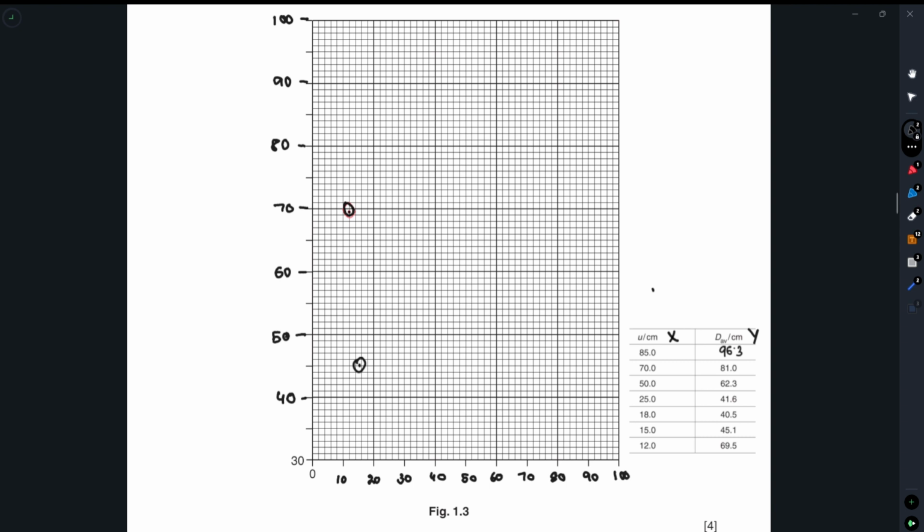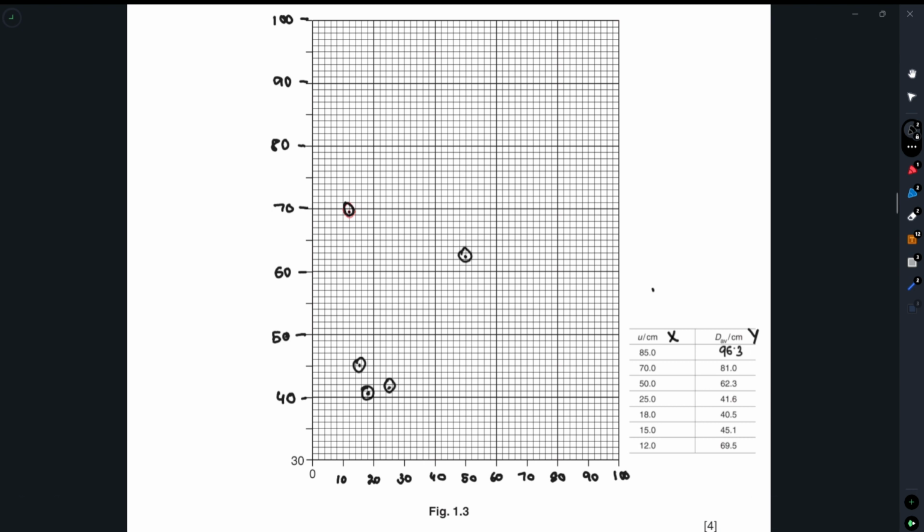Next is 18 and 40.5, so somewhere in the middle right here. Okay, 25 and 41.6. Yep, somewhere like so. And yeah, these are weird. First they're decreasing and then they're increasing. 50 and 62.3, so somewhere over here.